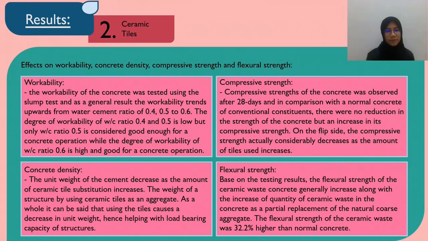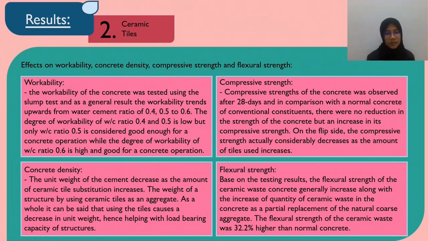So the first one, we have the workability. For the workability of concrete, the test that was used is the slump test, and from the result of the slump test we can see the increment of the water-cement ratio of 0.4, 0.5, and 0.6. Between these numbers, 0.4 is considered low, while 0.5 is considered good enough for concrete operation, and for the degree of workability, 0.6 is good for concrete operation.